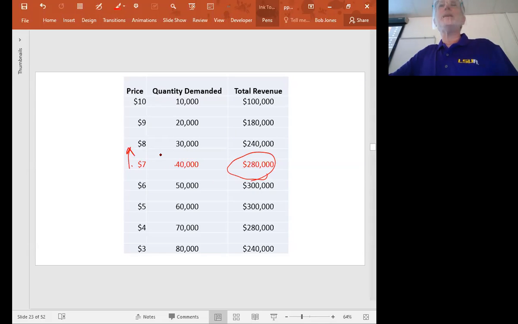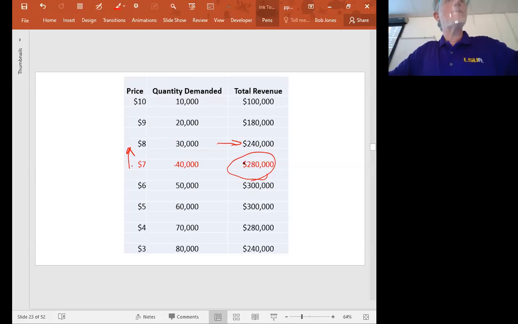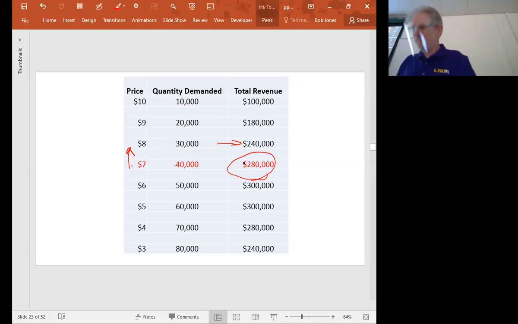Seems like a reasonable thing to do. Because of the law of demand, he's going to sell significantly fewer autographs. His revenue goes from 280,000 to 240,000. He's actually going to bring in less revenue if he charges a higher price. So what do you need to advise him to do here?